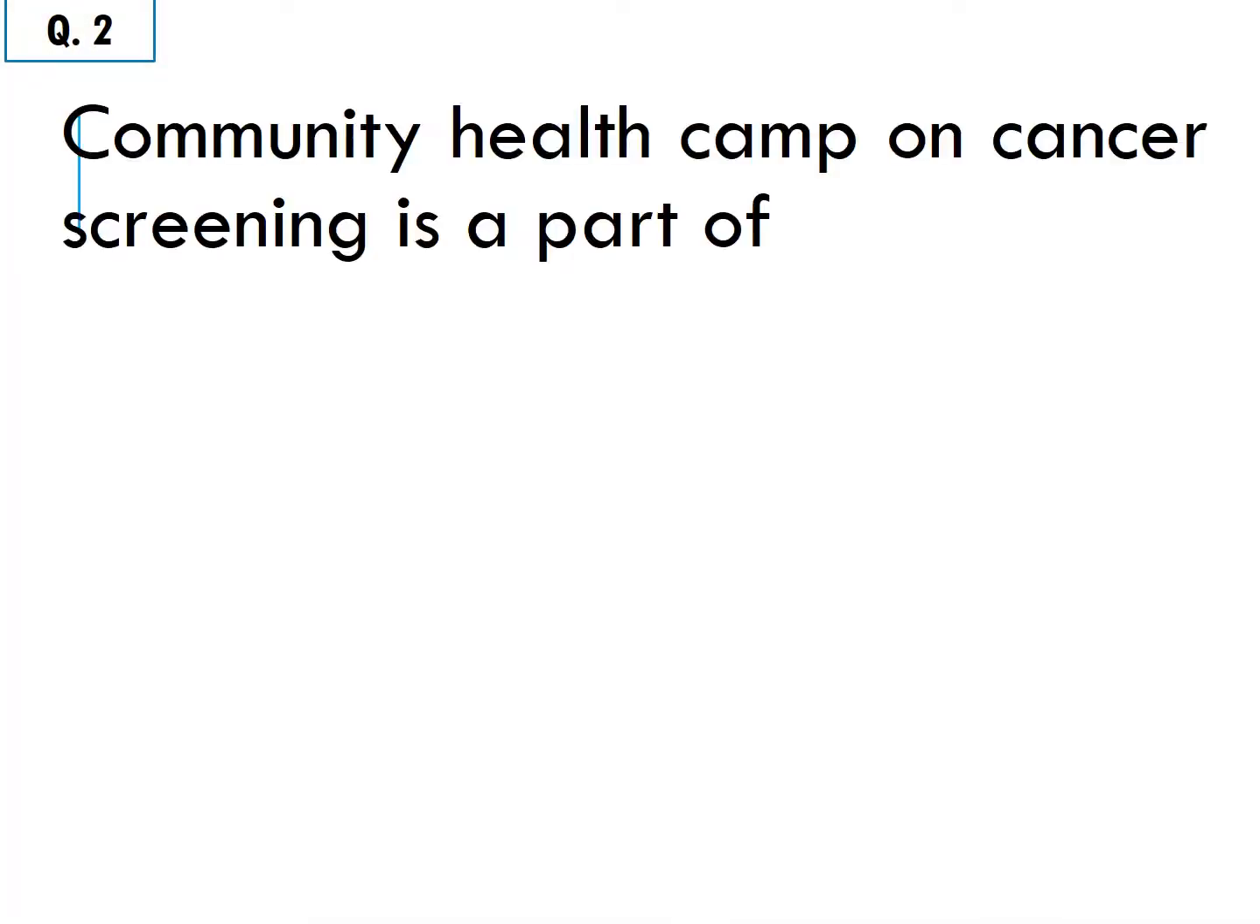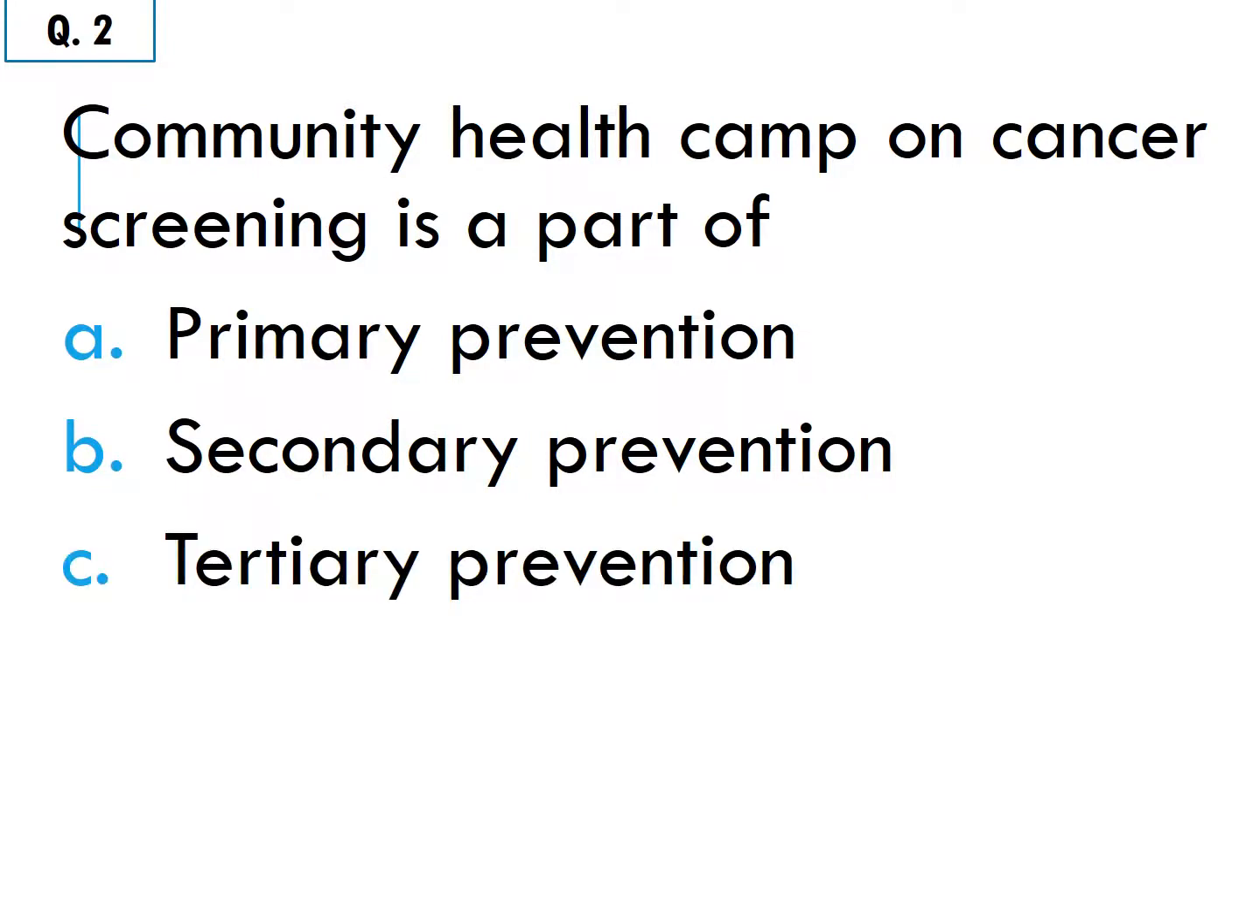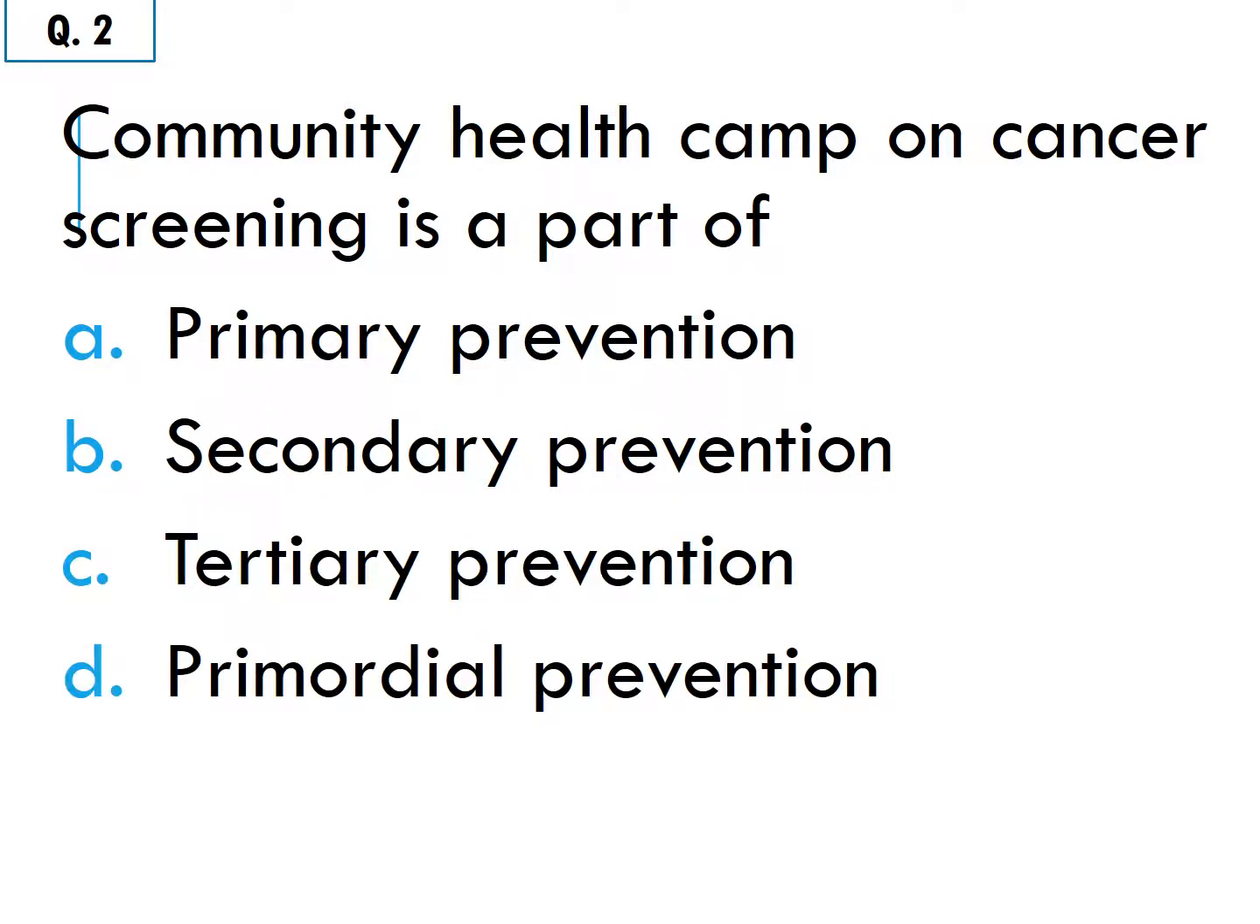Question number 2. Community health camp on cancer screening is a part of, and the options are primary prevention, secondary prevention, tertiary prevention and primordial prevention, and the answer is secondary prevention. All of the screening programs were included in secondary prevention, whereas all the health promotional activities such as nutritional counseling, vaccination, all of these are included under primary prevention.